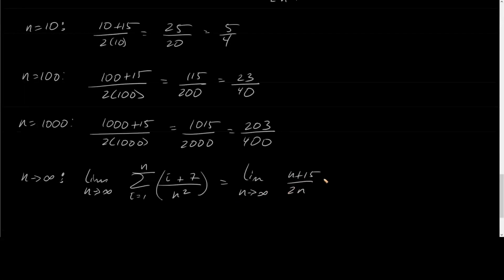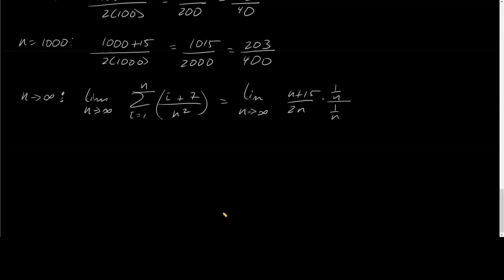And as n goes to infinity, well, what can we do here? If I multiply this by 1 over n over 1 over n, right? That fraction is just equal to 1. What I get here is the limit as n goes to infinity of (1 plus 15 over n) over 2. And as n goes to infinity, this entire thing, that piece right there, 15 over n, goes to 0. So we end up with 1/2.